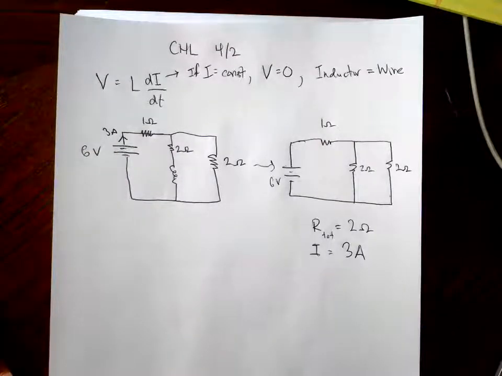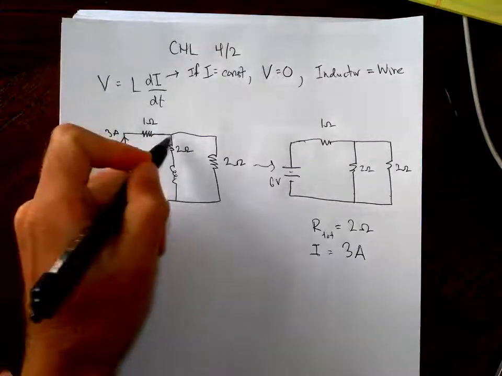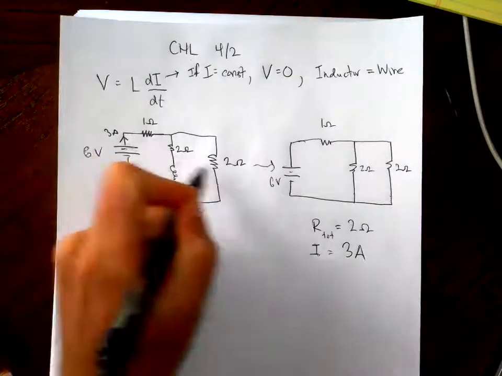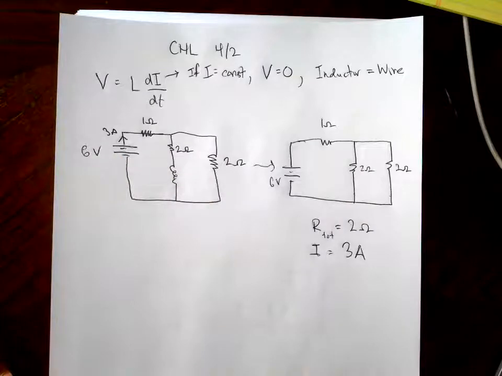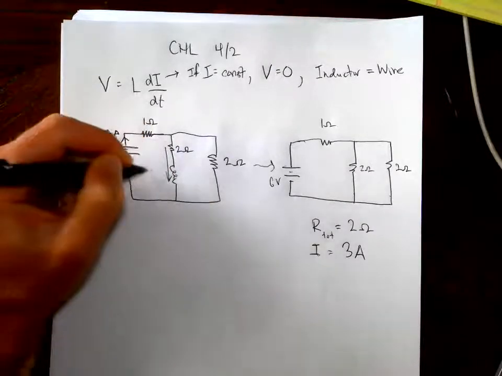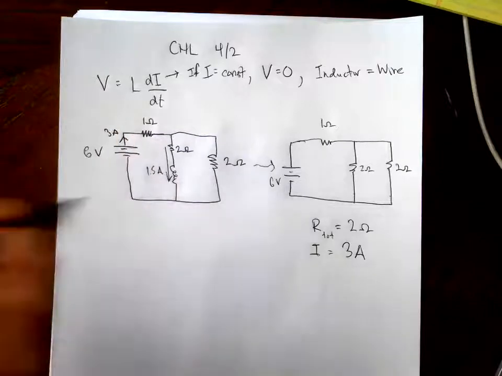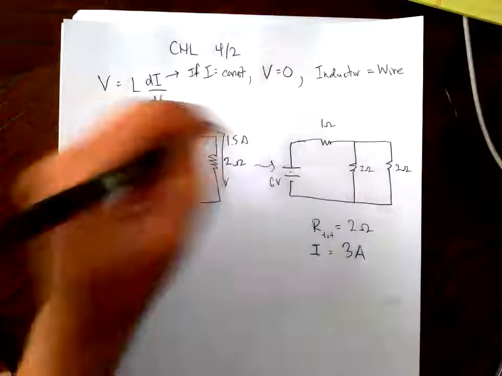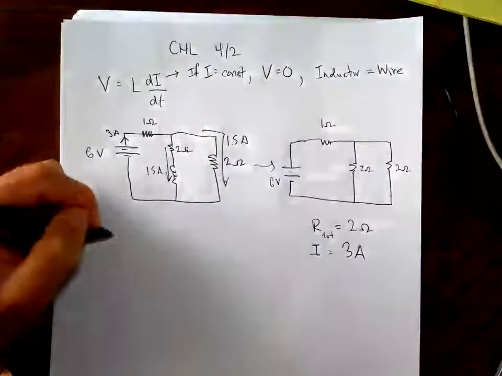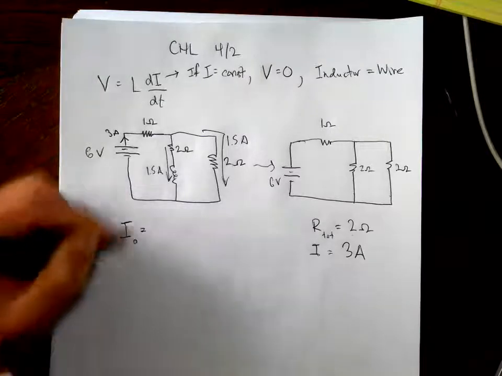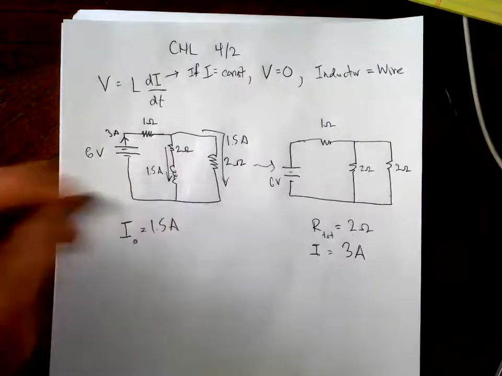All right? And you can see that there's 2 ohms this way and 2 ohms that way because each branch has equal resistance. They're going to split the current equally. So this branch will get 1.5 amps, and this branch will get 1.5 amps. Okay? So I could say that the initial current through the inductor is 1.5 amps.